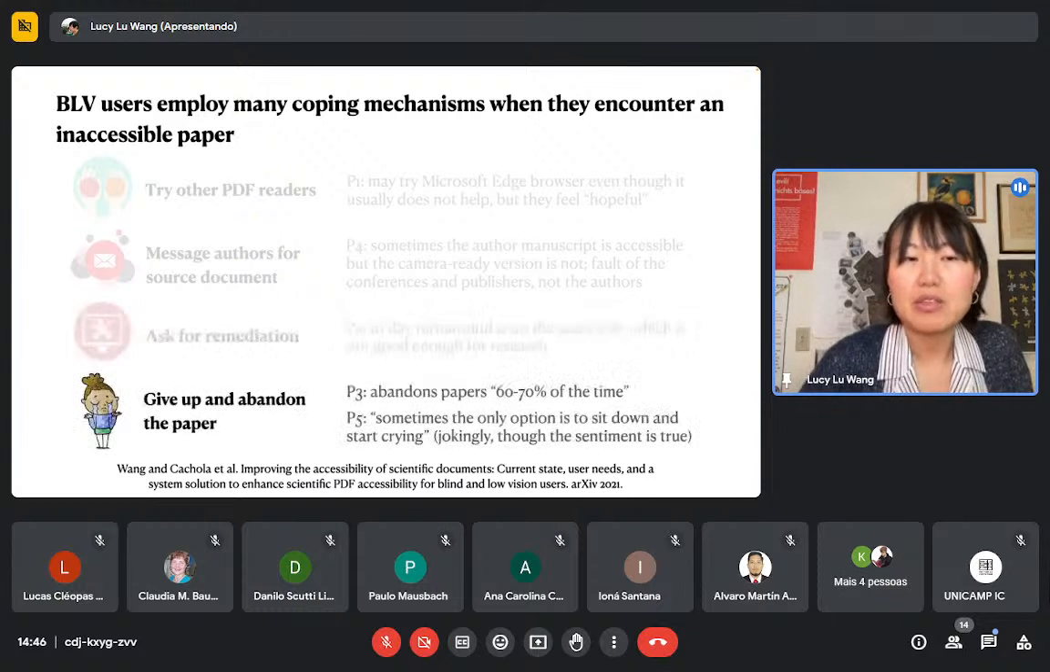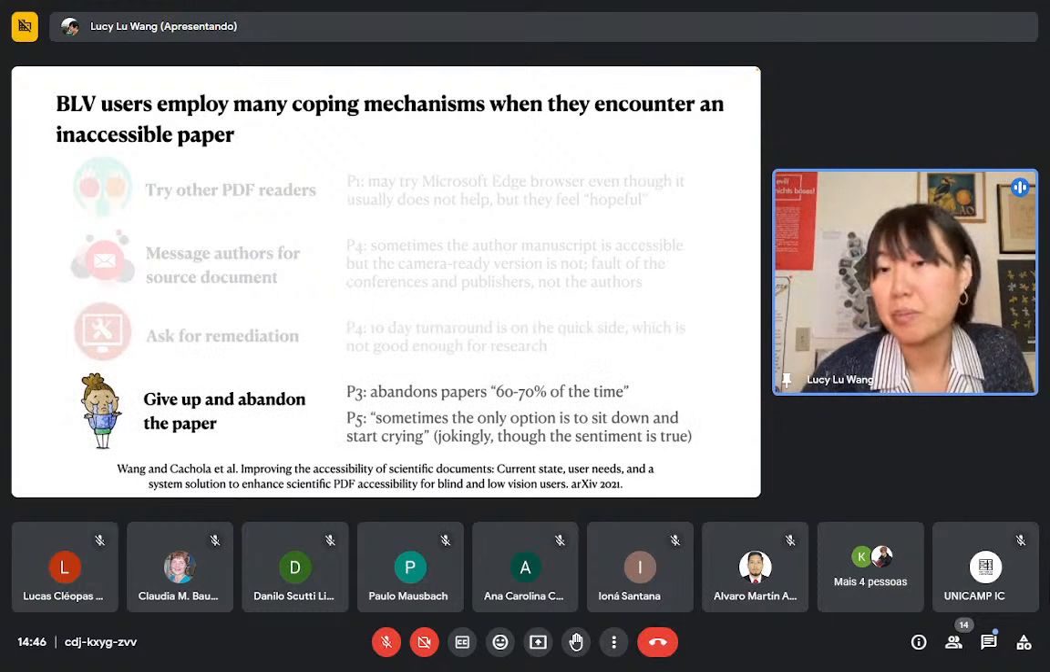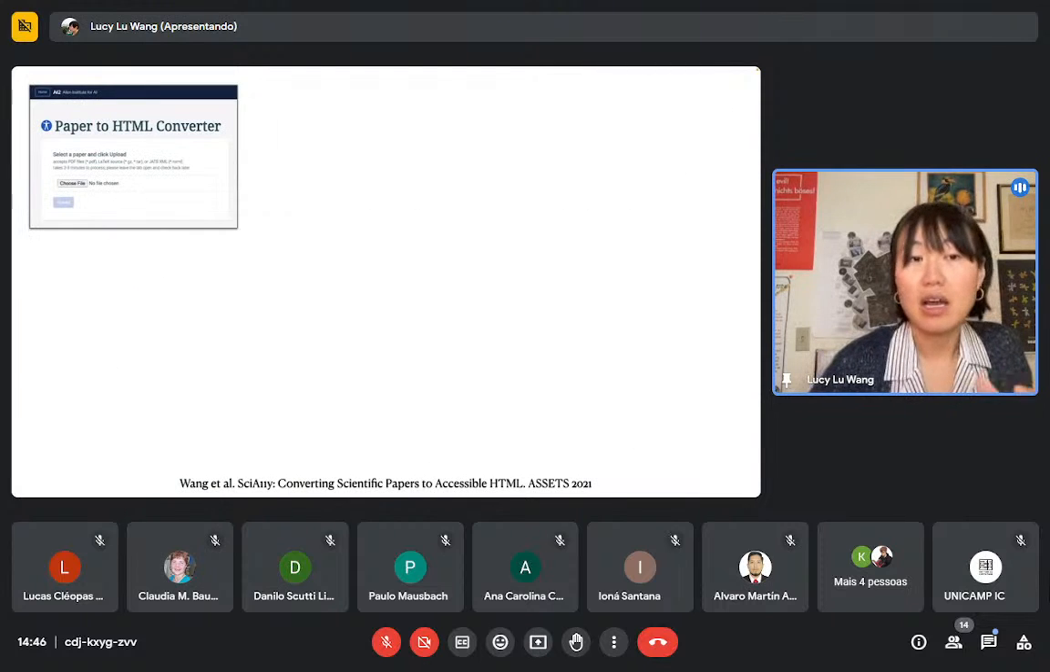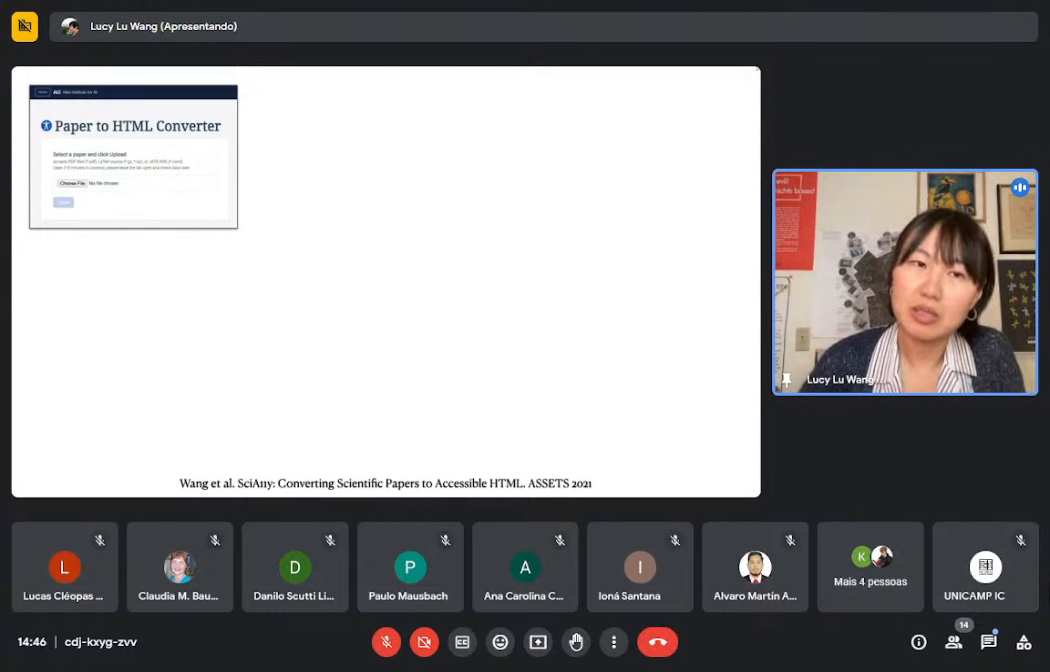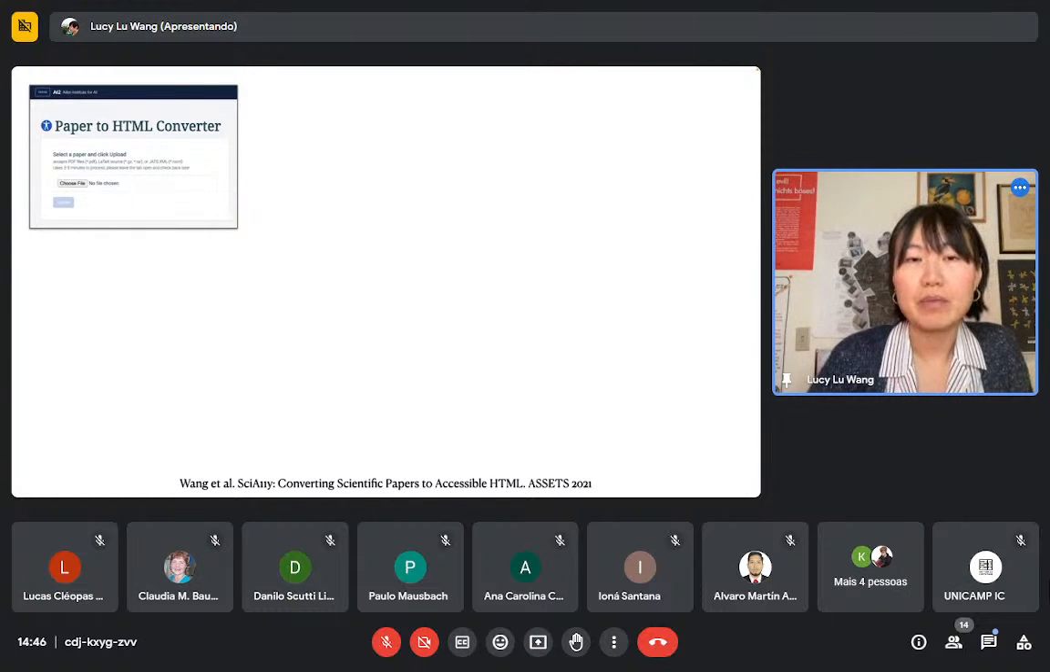And then finally, many users reported just having to give up and abandon inaccessible papers, sometimes at a very high rate. So in response to these findings at the time, I led the development of a system called Paper to HTML converter. This prototype is still publicly available at paper2html.org. So you're welcome to try it.